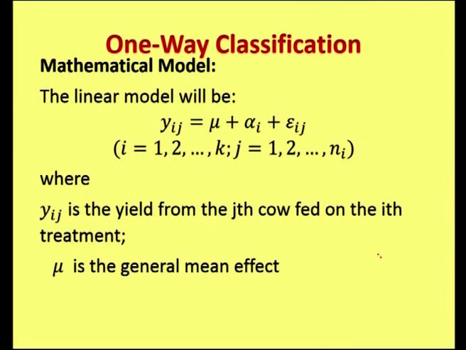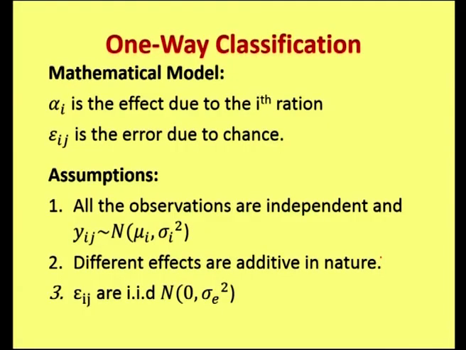The mathematical model for the given illustration is defined as yij equals mu plus alpha i plus epsilon ij, where i ranges from 1 to k and j ranges from 1 to ni. Yij is the yield from the jth cow fed on the ith treatment, and mu is the general mean effect, alpha i is the effect due to the ith ration or treatment, and epsilon ij is the error due to chance. The assumptions for this model are that all the observations are independent and follow a normal distribution with mean mu i and variance sigma i squared, and different effects are additive in nature.